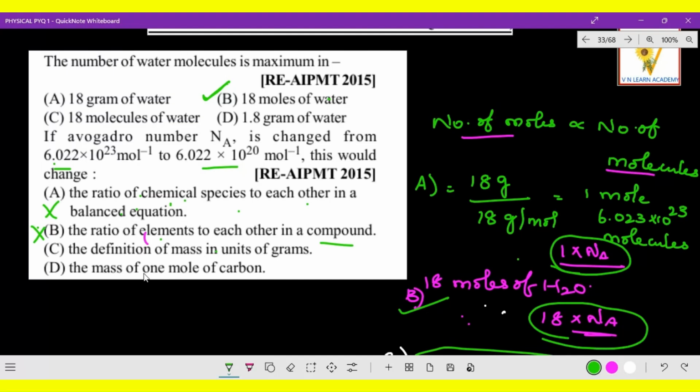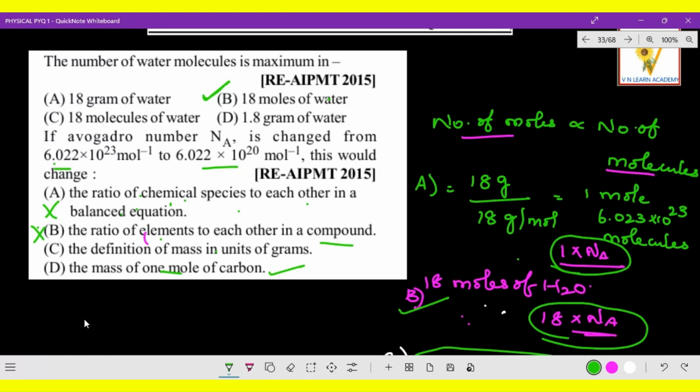Now the mass of 1 mole of carbon. Even in the first question, it mentioned 6.02 into 10 to the power of 20 molecules of urea. The same thing here: 1 mole of urea means 6.022 into 10 to the power of 20 mole inverse. So that means the element, the mass of 1 mole of carbon, will be the correct option. Why? Because this is the mass of 1 mole of carbon. In that way we can identify.